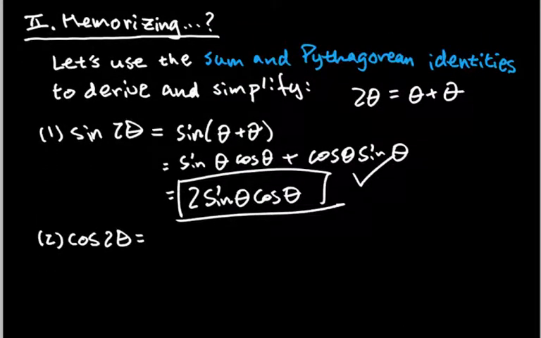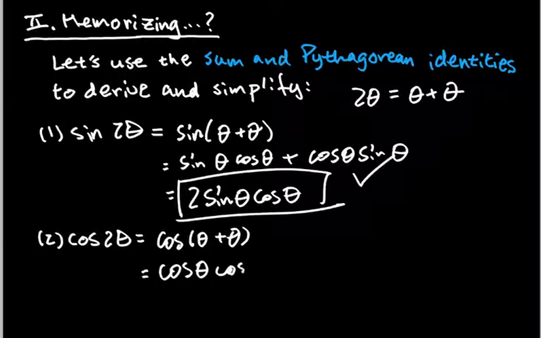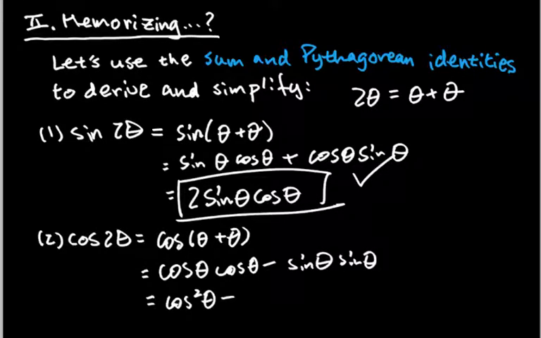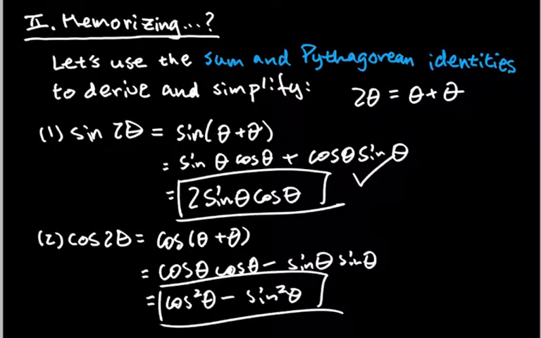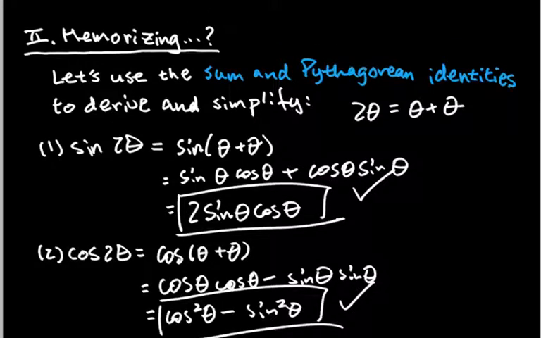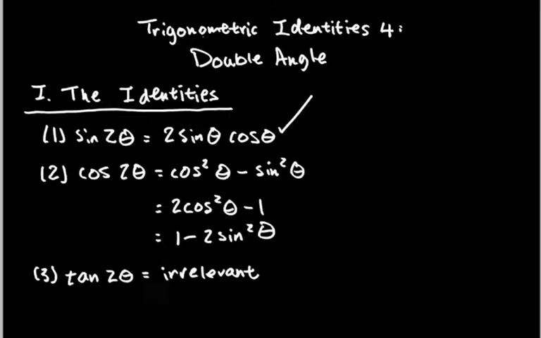Alright, so how about this? Let's literally just do the exact same thing. Cosine of theta plus theta. So our first angle is theta, second angle, also theta. Applying that, we get cosine of theta times cosine of theta minus sine of theta times sine of theta. Then we get cosine squared theta minus sine squared theta, and there we go. We have proven the second identity. So, done with those.